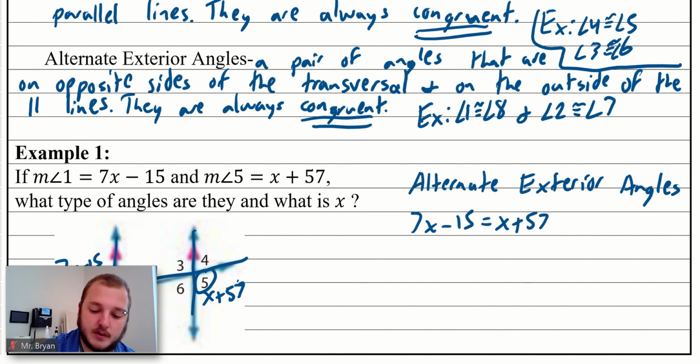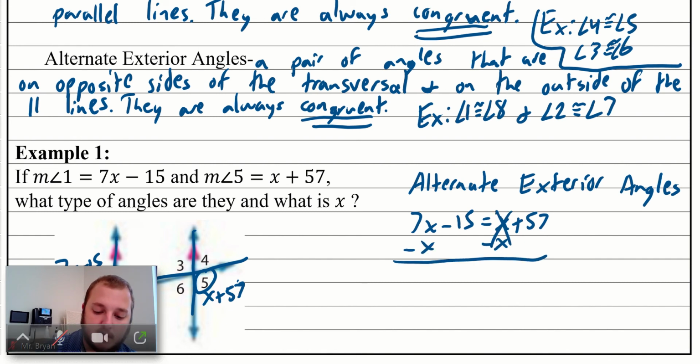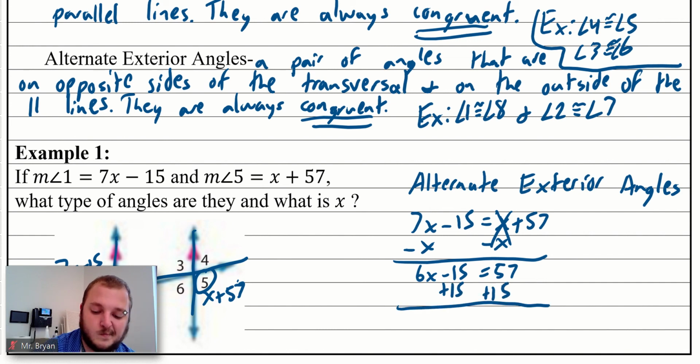So multiple ways to do this. I'm just going to deal with the variable first. So subtract x from both sides. When I do that, I'm left with 6x minus 15 equals 57. Continue to work through this here. We have a negative 15. I want to get rid of that, so I add 15 to both sides. I'm left with 6x on the left side.